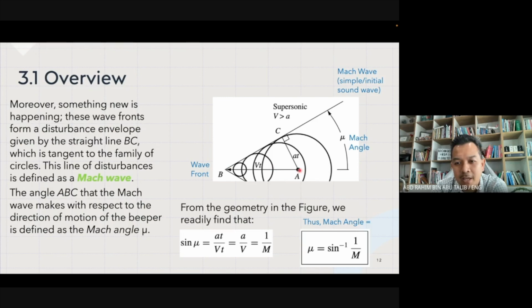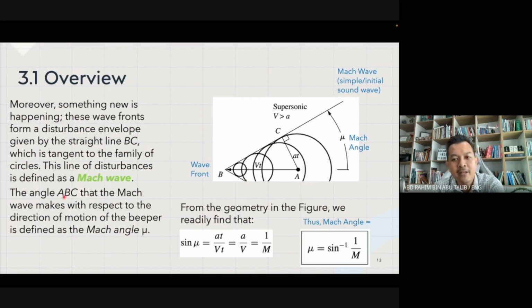So imagine A going to B, right? And this is the straight line BC, which is tangent to the family of the circles. And this line of disturbances is defined as the Mach wave. So this tangent line is called the Mach wave, for a simple or initial sound wave.